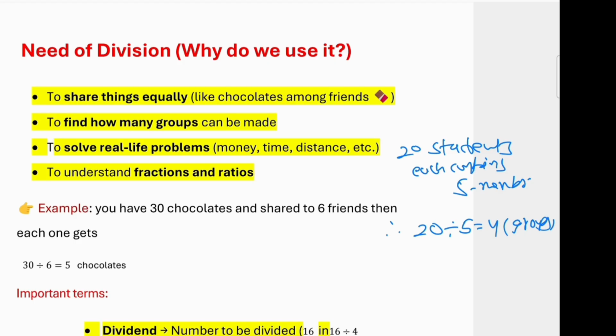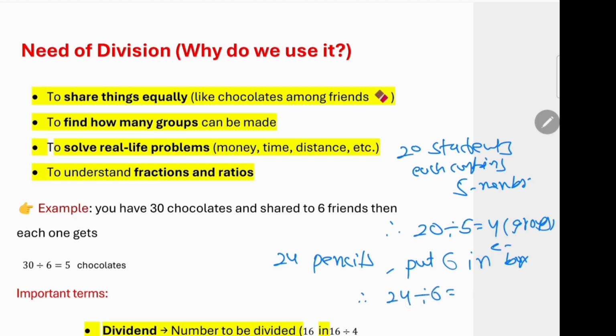Here is another example. You have 24 pencils and put 6 in each box. Then how many boxes are formed? Therefore, 24 divided by 6 is equal to 4. Therefore, we can form 4 boxes or 4 groups, whatever.